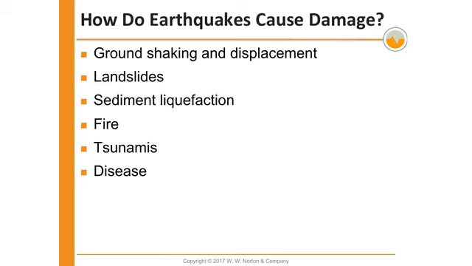Fire is also a major risk. Shaking can rupture gas lines and electrical wires, causing rapidly spreading fires. Earthquakes can also generate tsunamis, large ocean waves triggered by underwater seismic activity, causing coastal destruction. Lastly, disease can become an issue. Destruction of infrastructure leads to poor sanitation and conditions, potentially spreading illness. Understanding these mechanisms is crucial in assessing and mitigating earthquake risks.